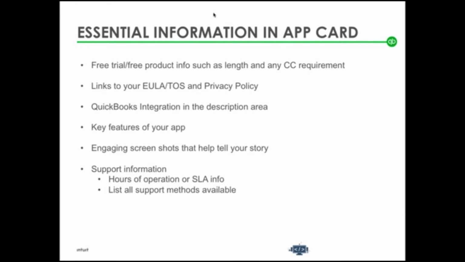So just as a recap, some essential information that you want to make sure that you have on your app card. I wanted to capture it here so you could see it written. Make sure you call out the free trial, the length, and if you have any credit card requirements, we strongly recommend not requiring a credit card. Links to your end user license agreement, terms of service, and privacy policy. Make sure you're taking them straight to those pages and not maybe to a home page where that information is listed on the bottom.